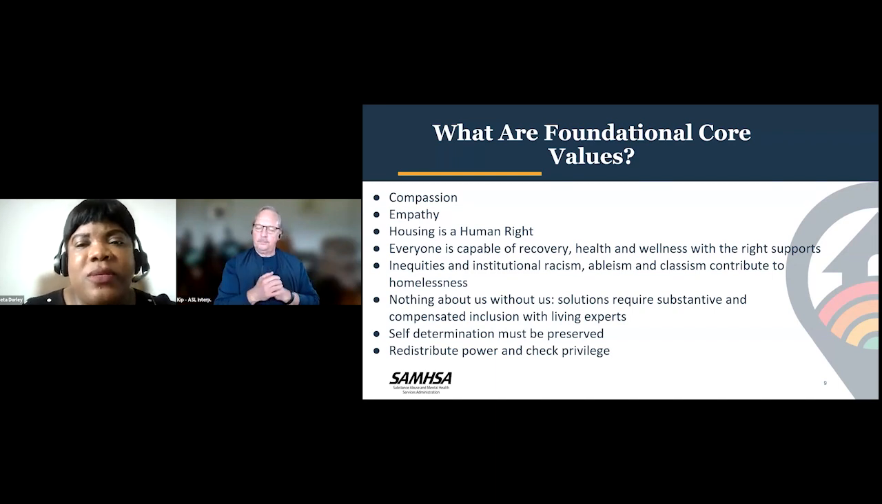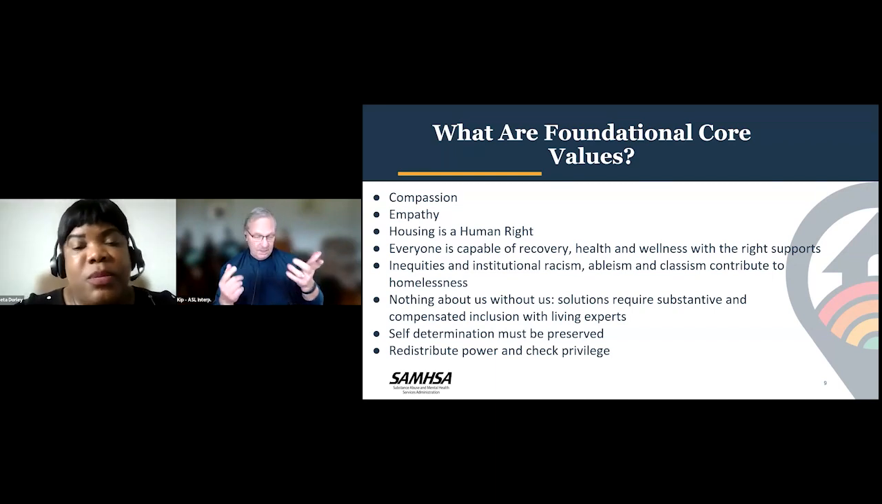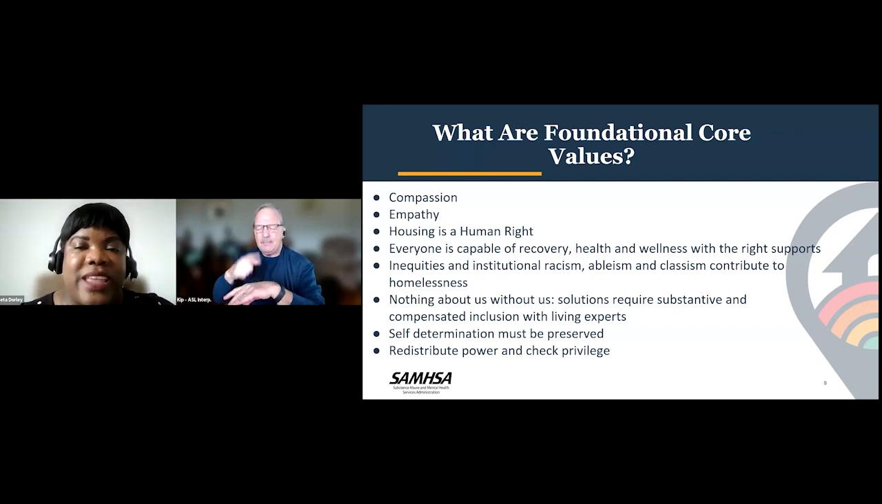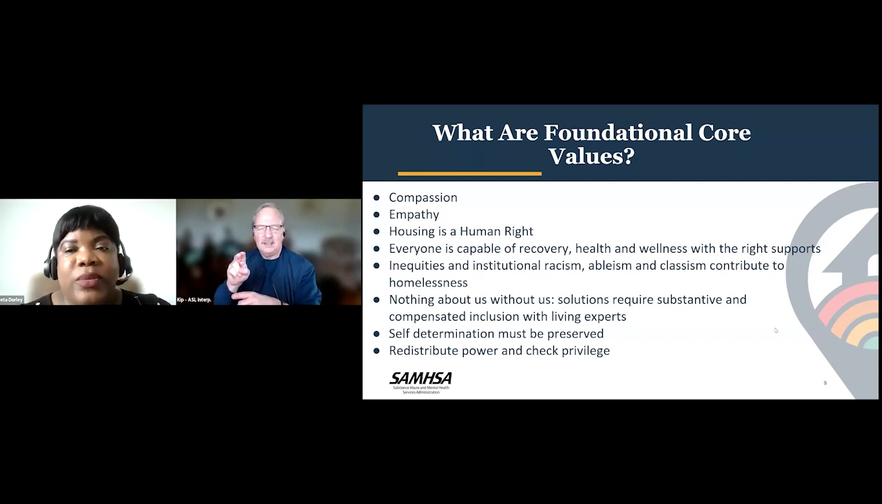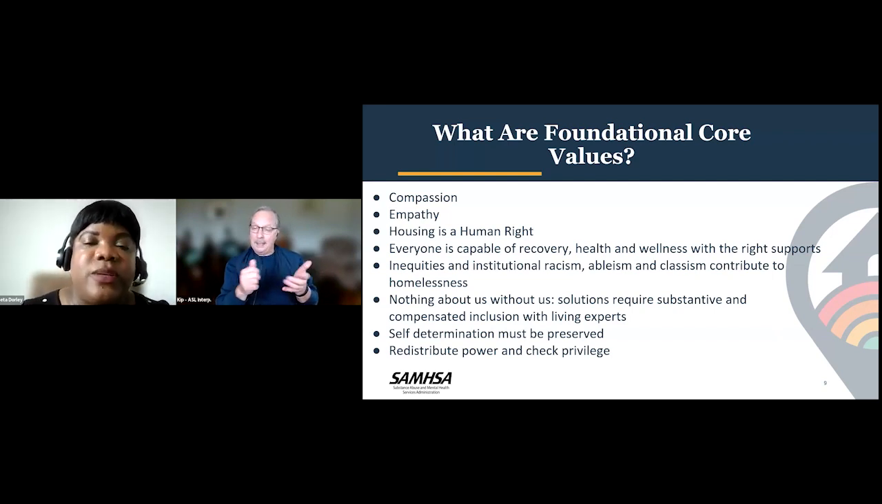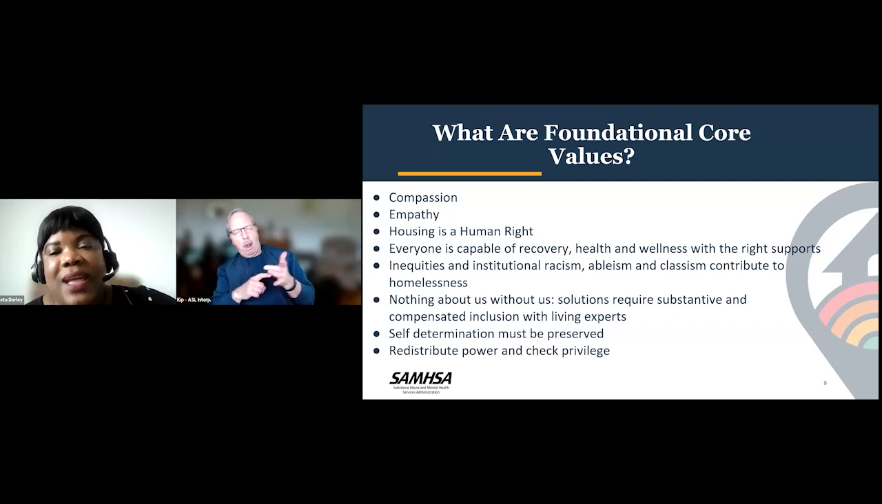Another core foundational value is that everyone is capable of recovery, health, and wellness with the right support. So just because someone shows in the system that, let's say, they've attempted 10 times for recovery and housing stabilization, really doesn't mean that on the 11th attempt, they may not succeed in their pathway to self-sufficiency and wellness and recovery. So we never want to have any type of preconceived notions on someone's path to wellness.